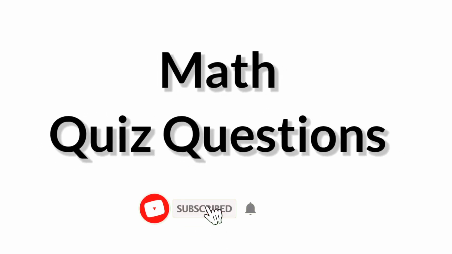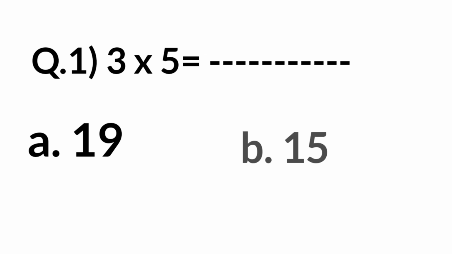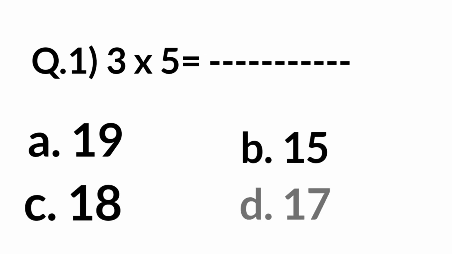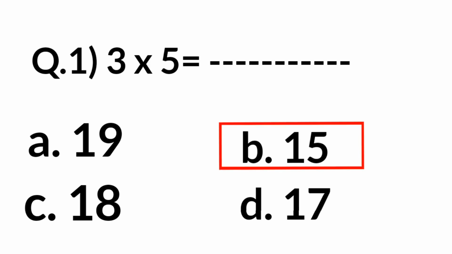Multiplication math quiz question. Question number 1. 3 multiplied by 5 is equal to option A 19, option B 15, option C 18, option D 17. The correct answer is option B 15.